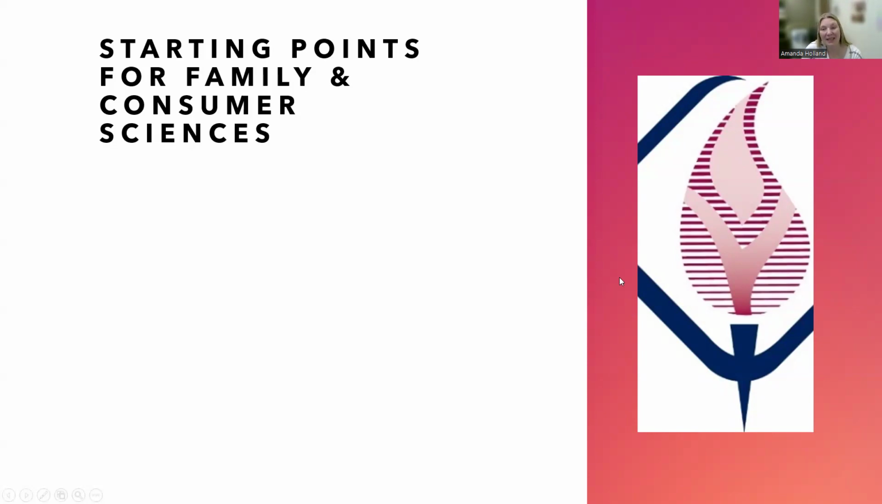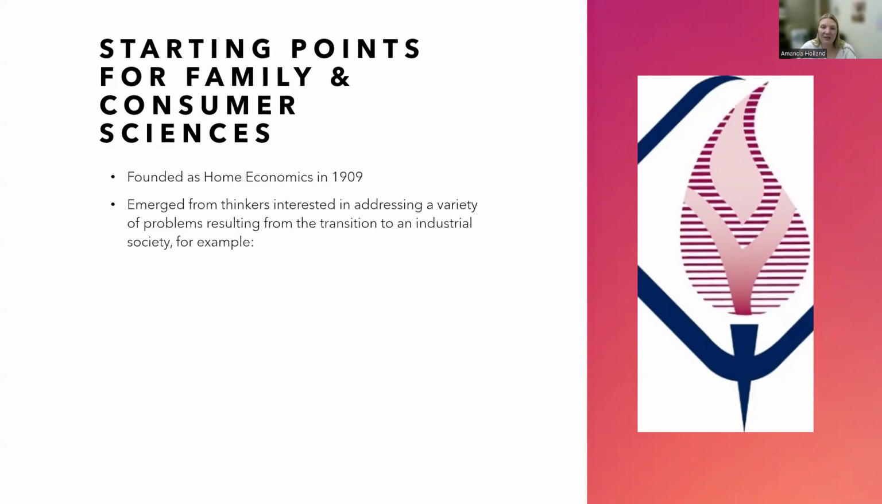So the starting points for family and consumer sciences are very varied, but it started in 1909 and was founded as home economics. A lot of you probably know it as home economics and are interested in how we got from home economics to family and consumer sciences. Well, that happened in 1993 when we decided to change the name of the profession to better reflect what we were focusing on in terms of family. We were no longer educating people for just home life, so the name needed to change a little bit. In 1909, we were founded as Home Economics.